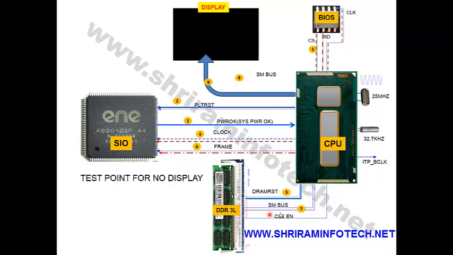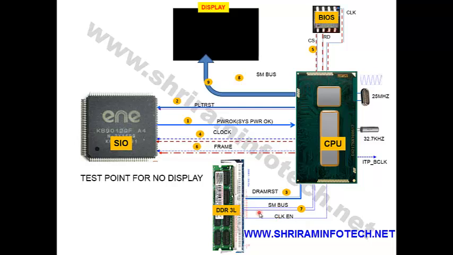SMBus is a two-way communication protocol on the RAM. There is one small chip called the SPD, serial presence detect. When the CPU does the POST, the power on self test, at that time the CPU accesses the RAM, and the RAM tells the CPU what the capacity of the RAM is and who made it. All this information the RAM gives to the CPU. So that information is accessed by SMBus.